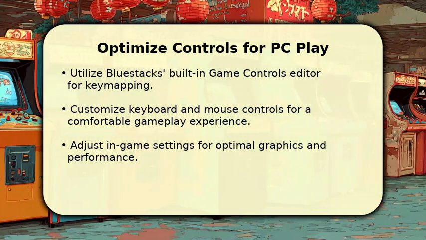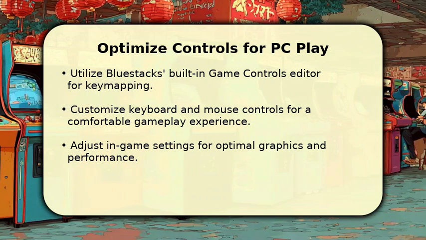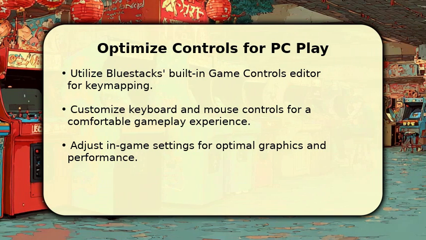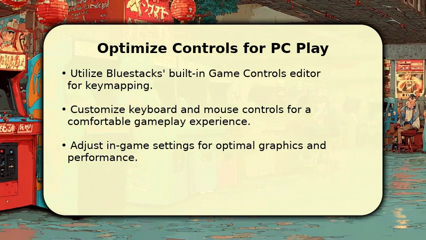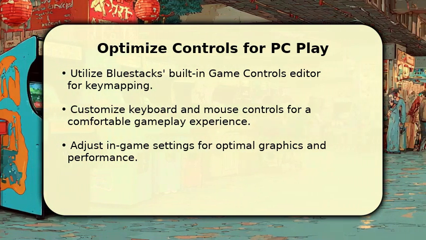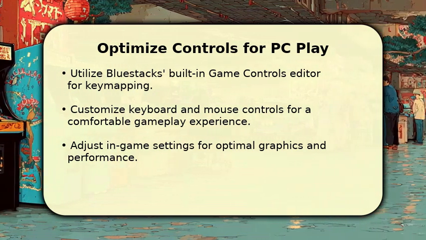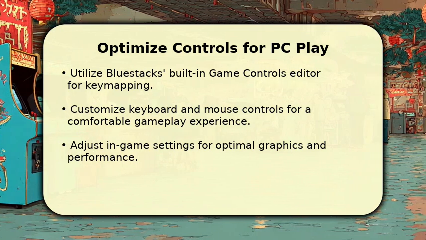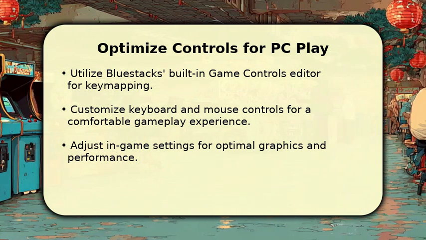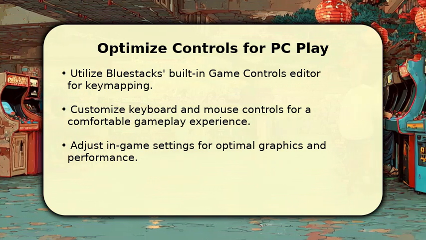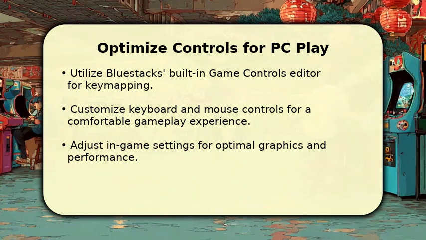Now is the crucial time to optimize your controls for PC gameplay. BlueStacks provides a fantastic built-in game controls editor, allowing you to map keyboard keys and mouse movements precisely. Spend a few minutes customizing these settings to ensure a truly comfortable and competitive experience. Remember to also adjust the in-game graphics for optimal performance, perhaps setting them to a balanced 60 frames per second.